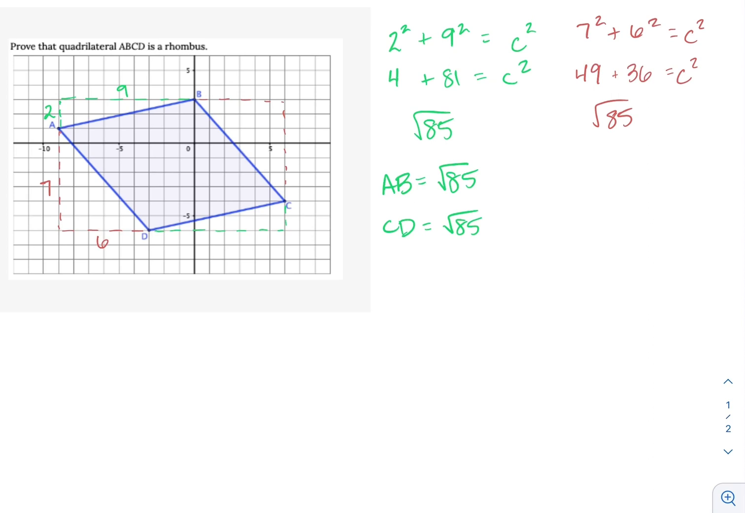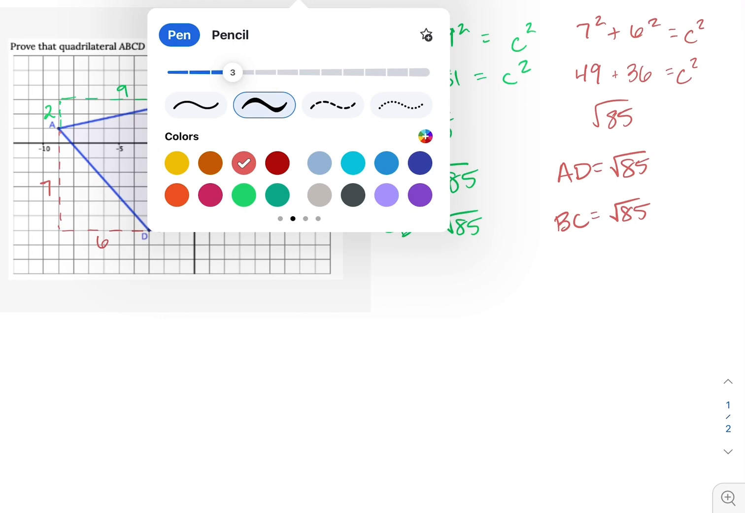So even though the vertical and horizontal distances that I used for Pythagorean theorem were different, right? 2 and 9, 7 and 6, once I actually go through the full process of finding those lengths, they all have a length of radical 85. So I'm going to add that additional numerical evidence here that AD equals radical 85 and BC also equals radical 85. So I now have all the numerical evidence that I need in order to prove that this is a rhombus. So let's write a complete sentence supporting that.